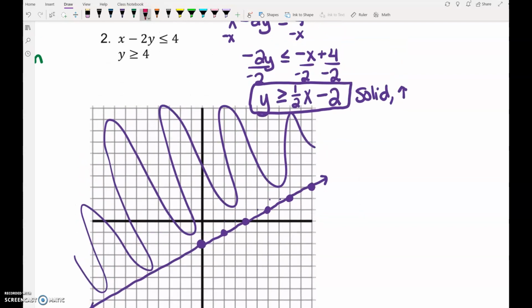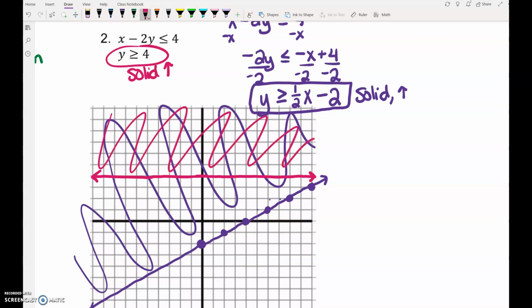The other one is y is greater than or equal to 4. What does that type of line look like? Horizontal at 4. Solid horizontal or dashed horizontal? Solid. Solid horizontal. This one is also greater than, so we are going to shade up, which is up here. So the place that is double shaded is above this horizontal line.